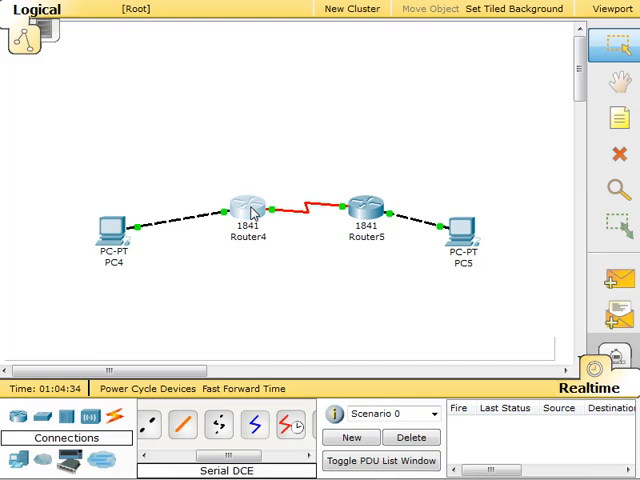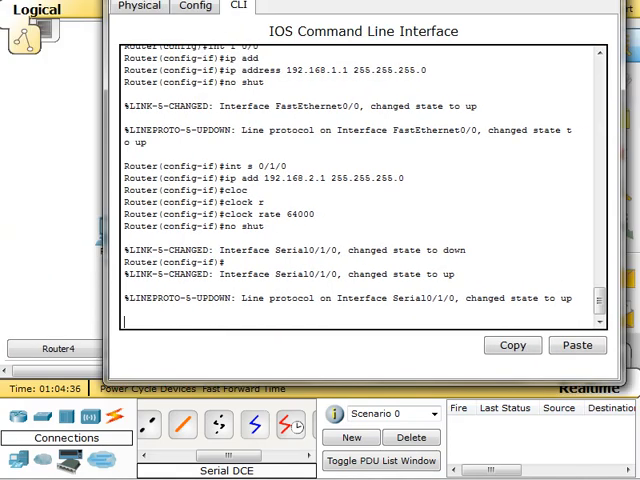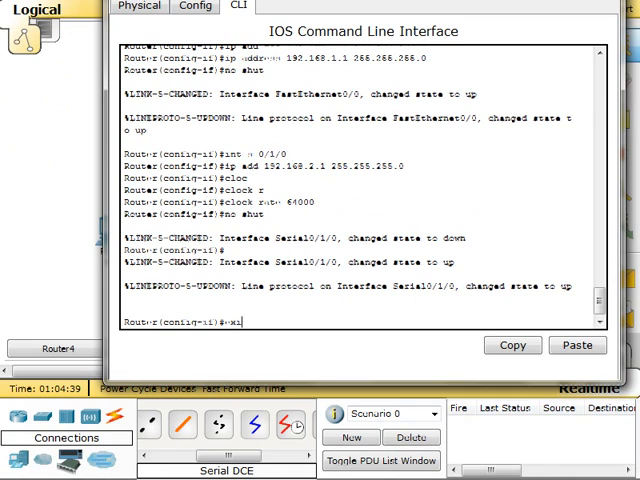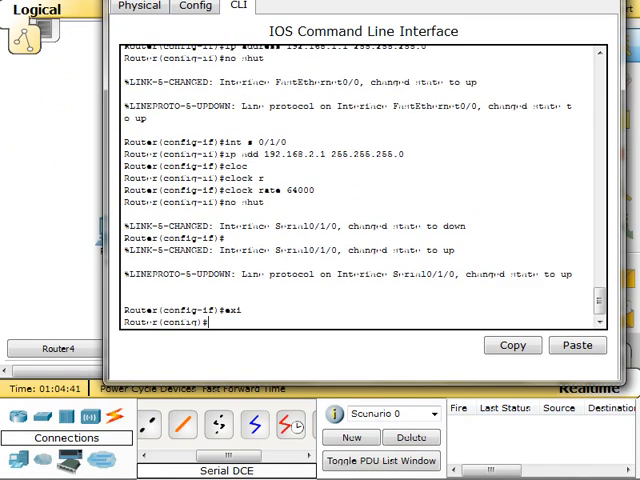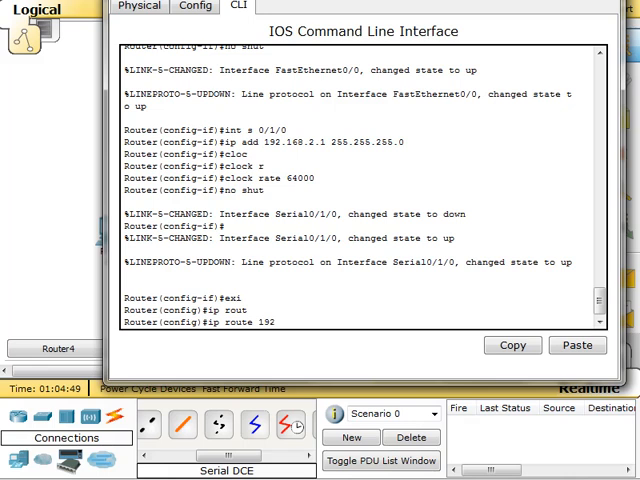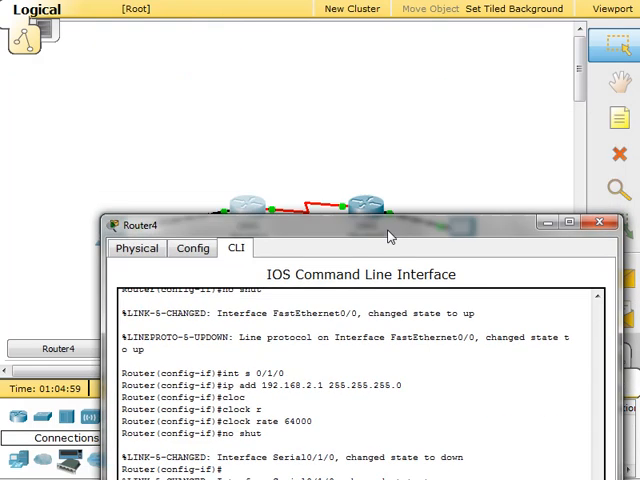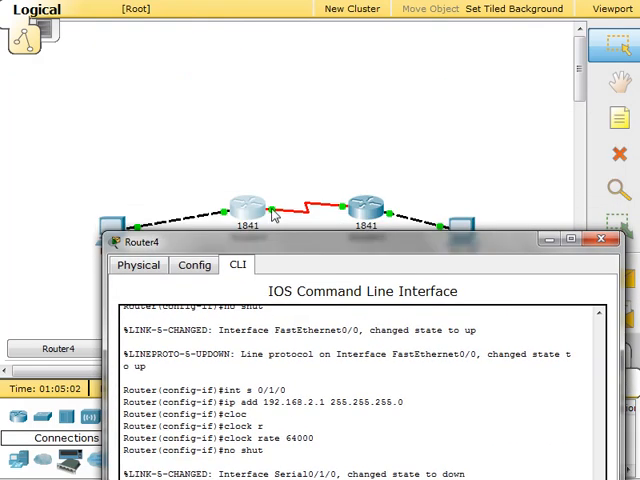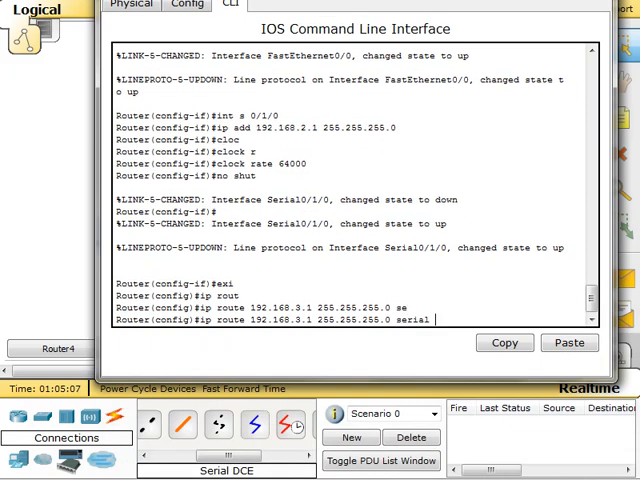This is how I do it. Go into here. On this router I go ip route to 192.168.3.1 with a subnet mask for that network. And I tell it that it needs to route everything out this particular interface, which is the serial 0/1/0 interface.